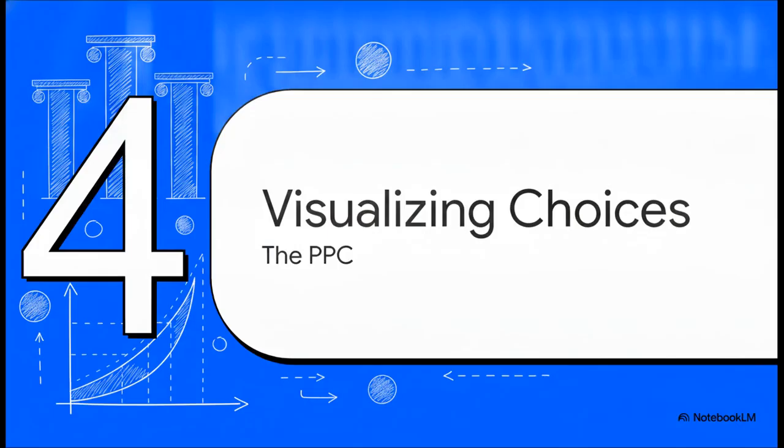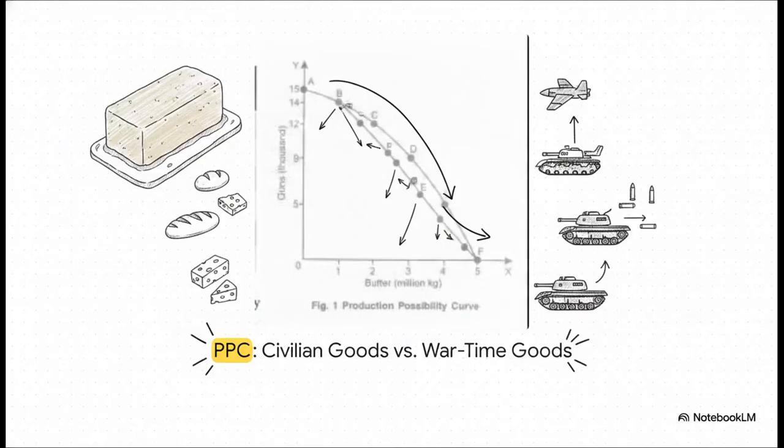So how do we actually picture this? Let's look at visualizing the choice, the production possibility curve. And this brilliantly illustrates exactly how economists map out these difficult choices graphically. We call it a production possibility curve, or a PPC. Imagine a society choosing between civilian goods, like butter, and wartime goods, like guns. Notice that downward slope? If the economy wants to produce more butter, it absolutely must divert resources away from producing guns. There's no magic trick to just make more of everything.